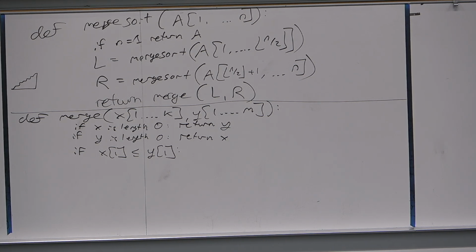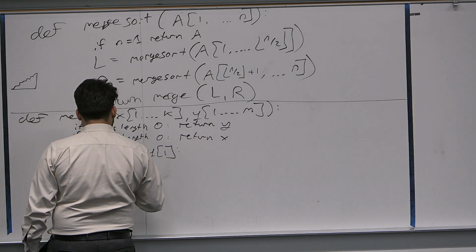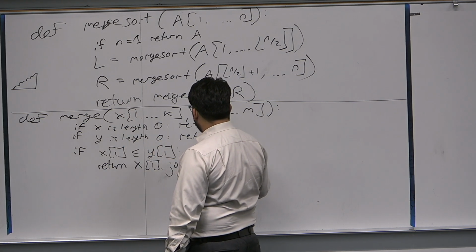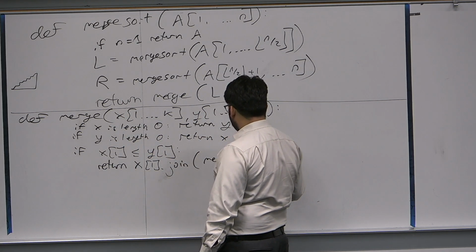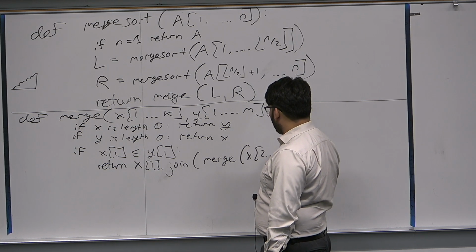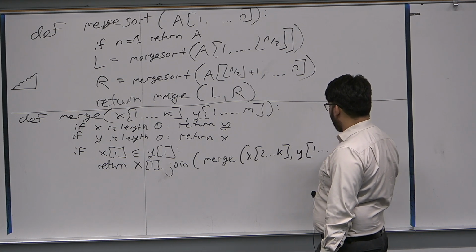But the cool part about divide and conquer is that I don't have to. I can just simply hand this job off to somebody else, and they can figure it out. So that's kind of the moral. We're just going to say recursively, and then there's no more work to be done. And the notation is going to be a little ugly. We'll say return x1 dot join, and then we're going to call merge recursively on the remaining elements. Merge of x2 to k, y1 to m.